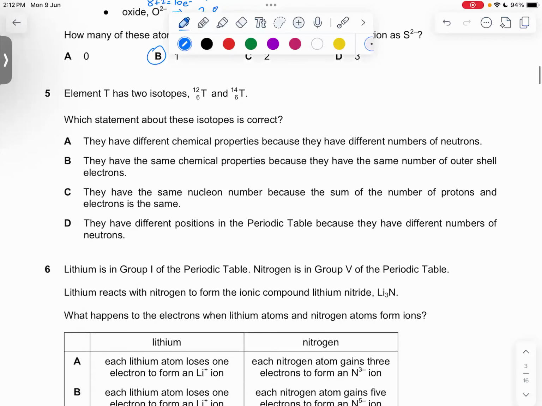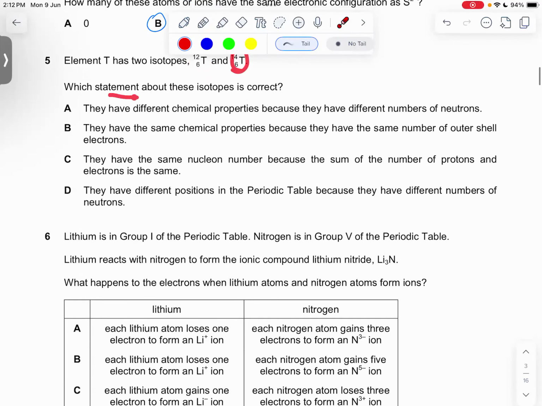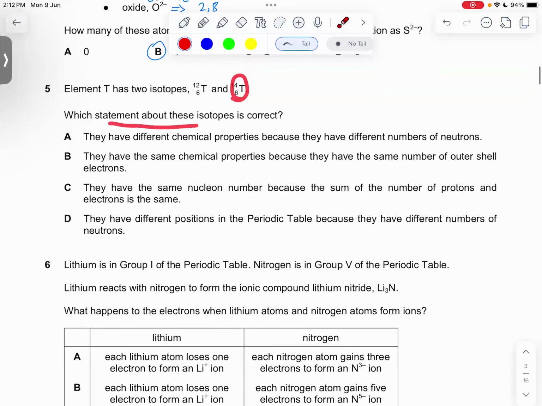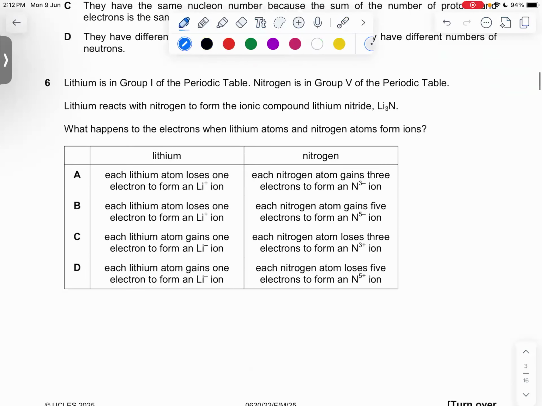All right. Next question. Element T has two isotopes, 12 6 T and 14 6 T. Which statement about these isotopes is correct? First of all, this T is actually carbon because carbon has 6 protons. They have different chemical properties because they have different number of neutrons. That is absolutely wrong. They have different physical properties, not different chemical properties. Next, they have the same chemical properties because they have the same number of outer shell electrons. This statement is 100% correct. We don't even have to look at other statements. This is a textbook statement.